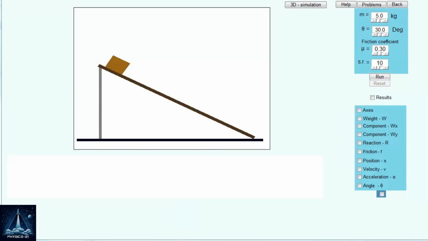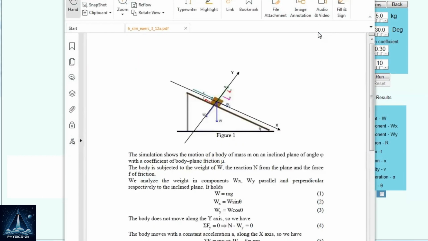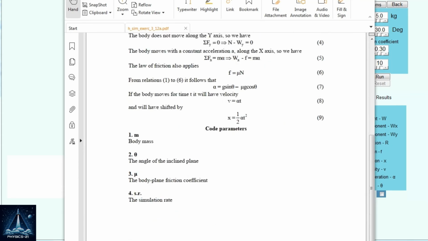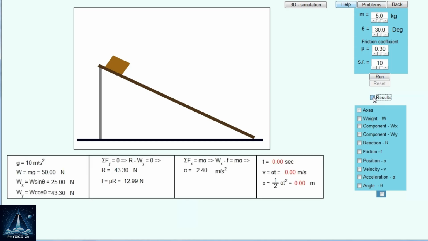This simulation shows the motion of an object on an inclined plane under the influence of its weight. In the help option, the detailed theory of the simulation is referenced. The parameter m denotes the mass of the object.